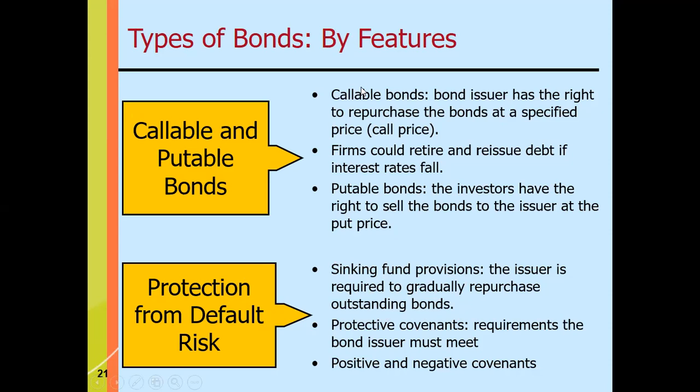We also have the protective covenants or agreements. These are the requirements the bond issuer must meet. We have the positive and negative covenants. What's the difference of the two? The positive covenants are those agreements that the issuer can do, but the negative covenants are what the issuer cannot do.